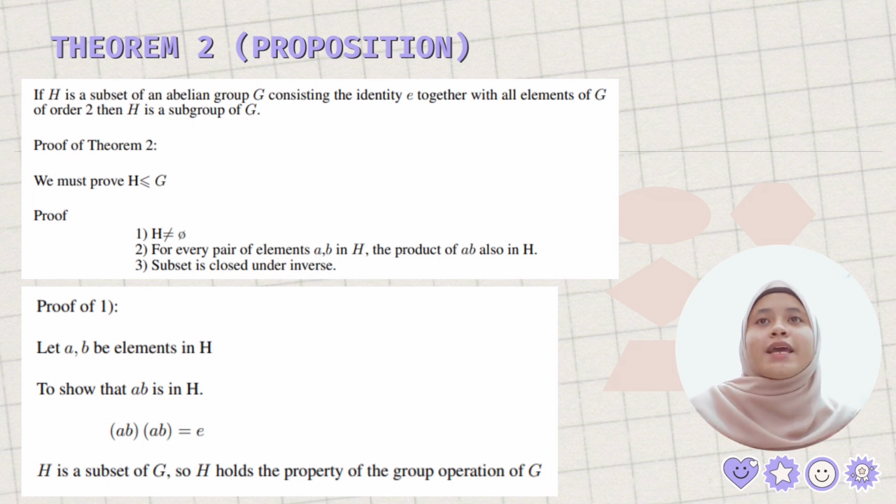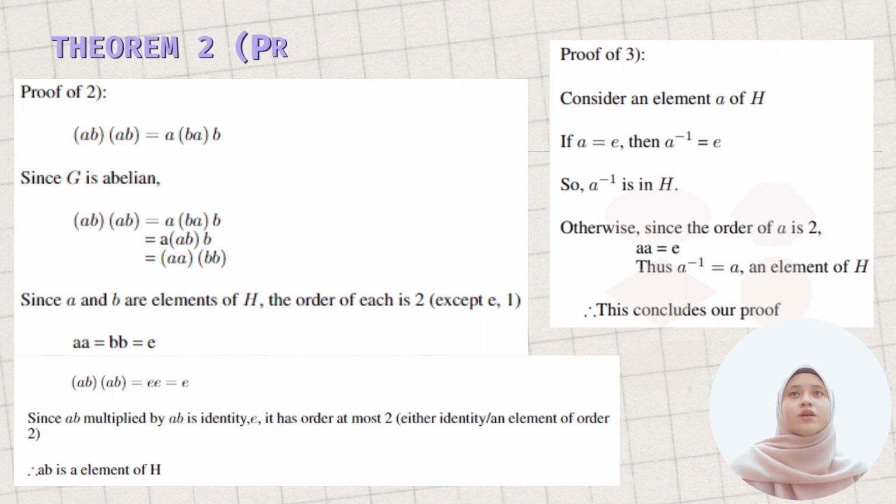Proof of 1. Let A, B be elements in H. To show that AB is in H, AB multiplied by AB equals E. H is a subset of G, so H holds the property of the group operation of G. Proof of 2. AB multiplied by AB equals A multiplied by BA multiplied by B. Since G is abelian, AB multiplied by AB equals A multiplied by BA multiplied by B, equals A multiplied by AB multiplied by B, equals AA times BB.